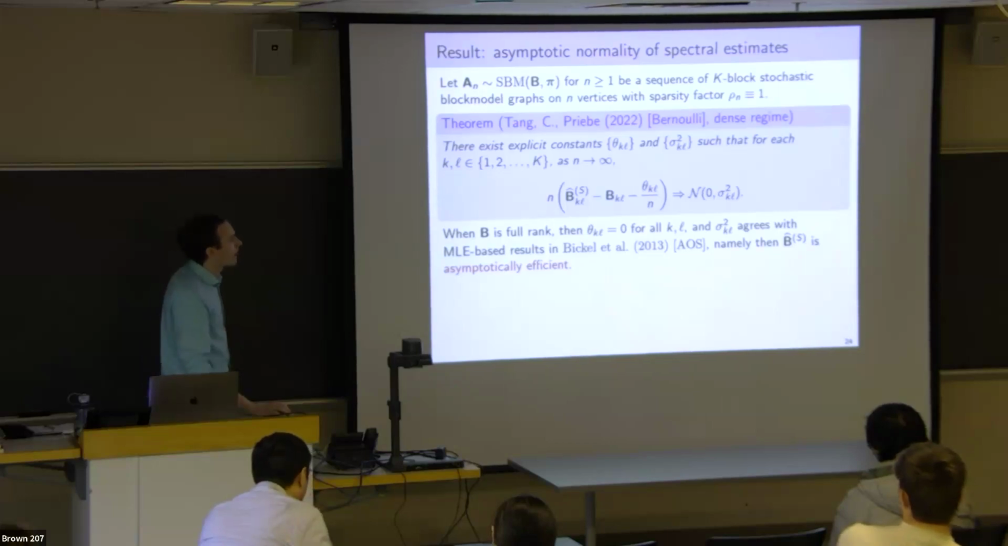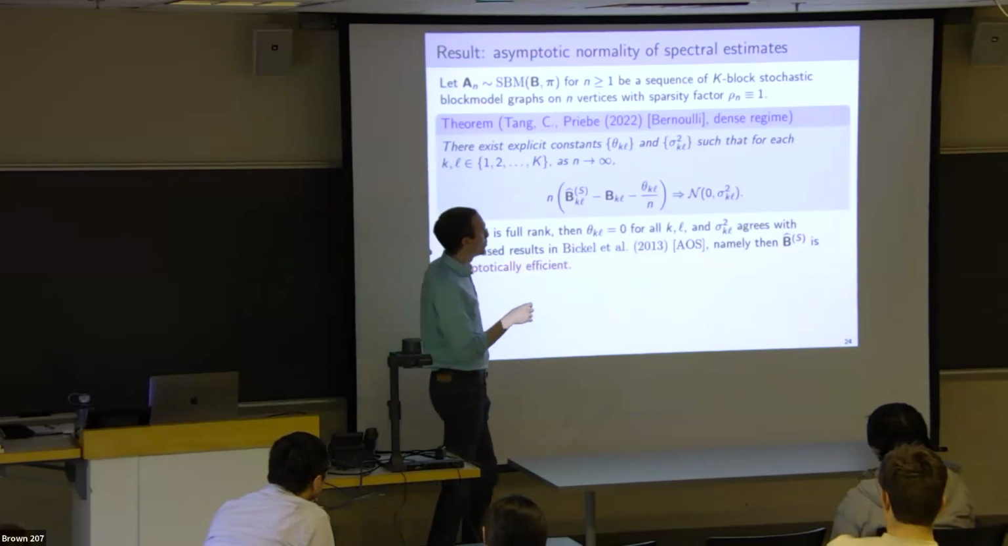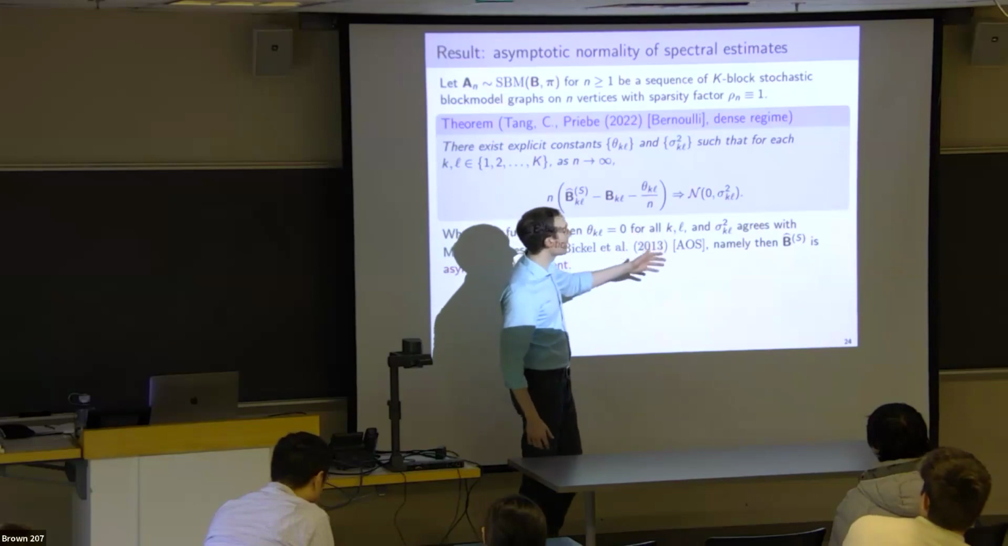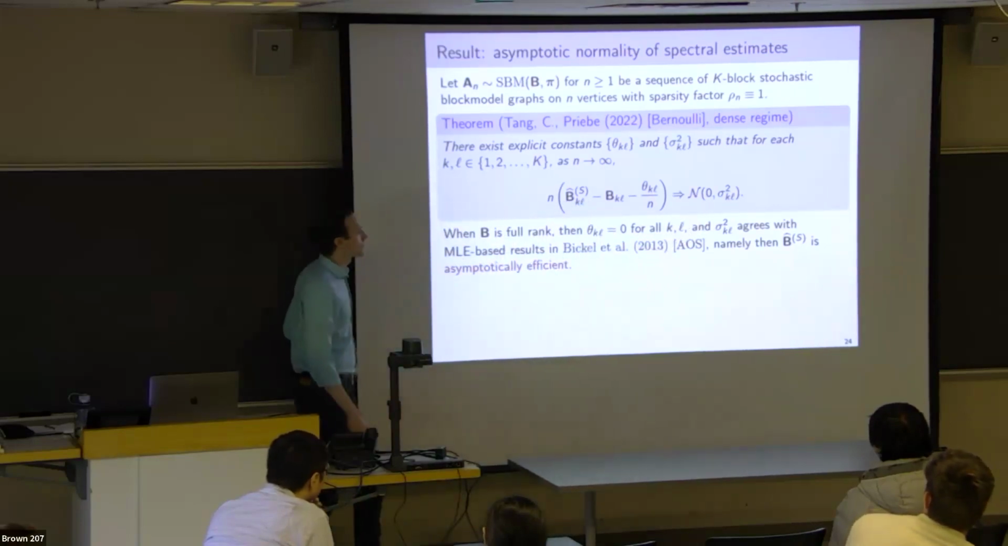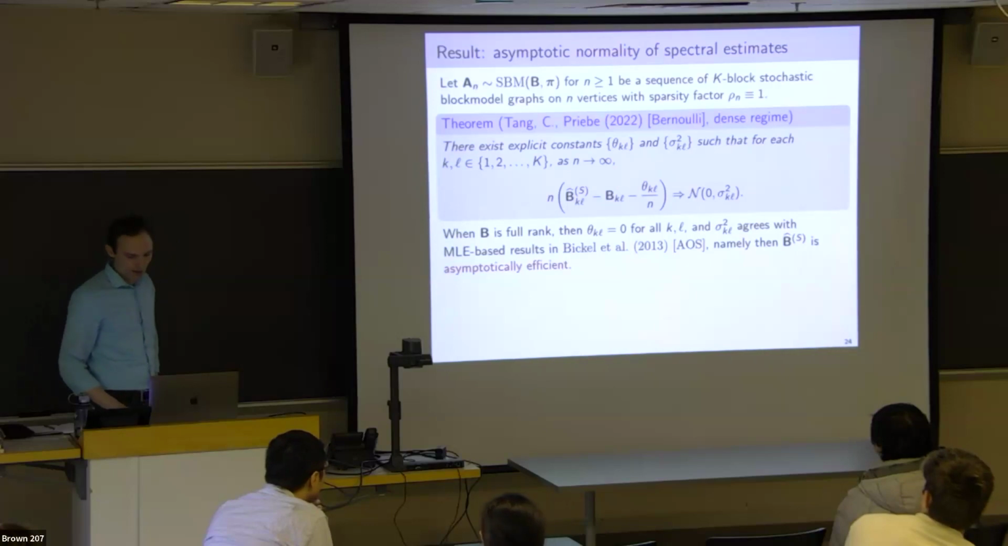Turns out that if we compare our asymptotic normality result to the case when you do likelihood-based estimation for the B matrix, in which there's also an asymptotic normality result, our variance is the same. So in that sense, we're asymptotically efficient in the full rank case.